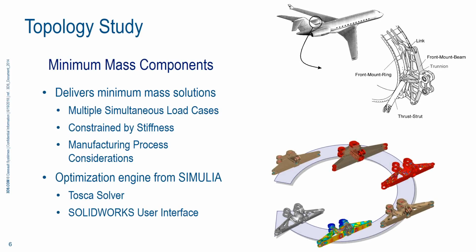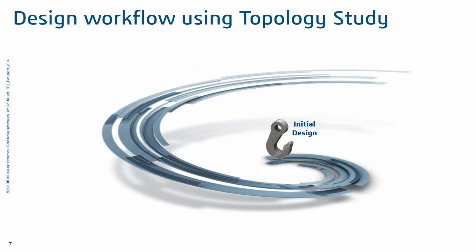So this optimization tool that we have, again, it's new in 2018, and it's powered by the Tosca solvers from Simulia, which is from our parent company, Dassault Systemes. So it's very powerful, and it's fully integrated into the SOLIDWORKS user interface. So basically, it's taking the best of two worlds, right? It's taking SOLIDWORKS, which is the best 3D CAD modeler on the market, and it's taking Simulia, a very powerful simulation solver, and it's combining those two elements into a single interface for SOLIDWORKS users.